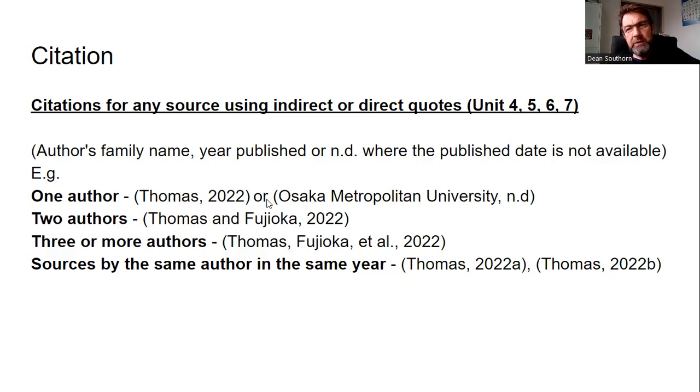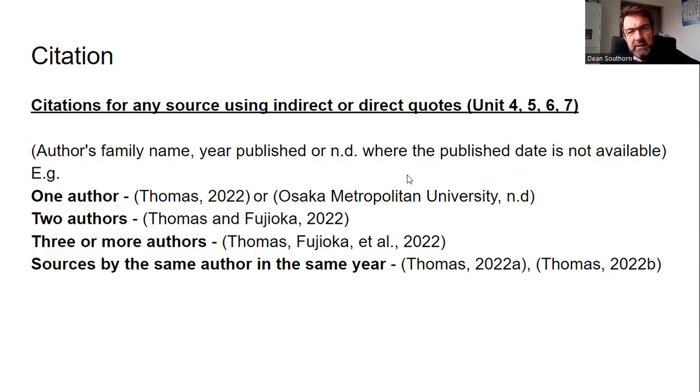Sometimes, especially when we do internet-based research, we get information from organization websites rather than a direct author, so a writer. So we don't have a name of the author. So what we will do then, as in this case, Osaka Metropolitan University would be the author.